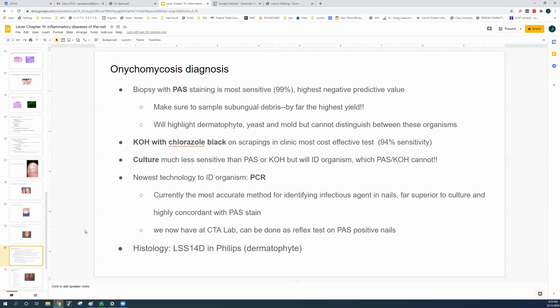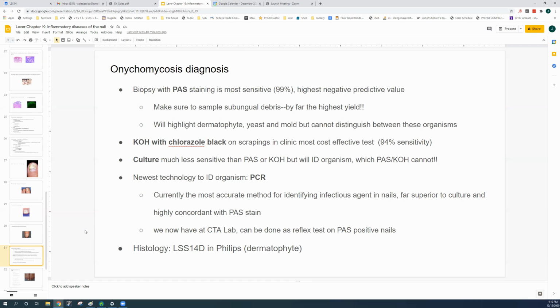Culture is much less sensitive than either PAS staining or KOH, but it will identify the organism, which the PAS and KOH cannot, in terms of whether it's a dermatophyte, yeast, or mold, and which particular dermatophyte, yeast, or mold it is.